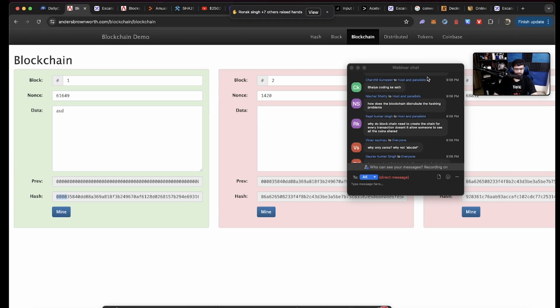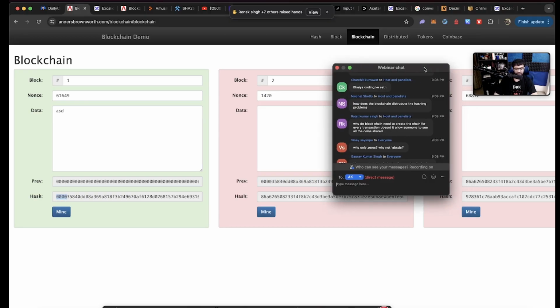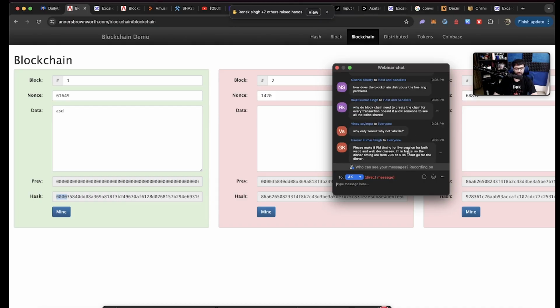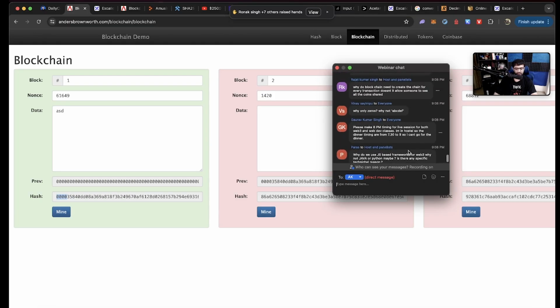Why does blockchain need to create the chain for every transaction? Doesn't it allow someone to see all the coins shared? Why does it? Sorry, I lost your question.